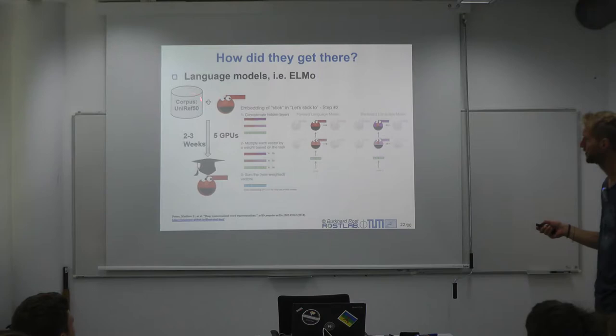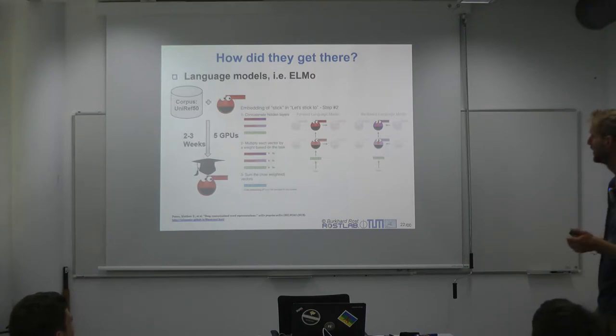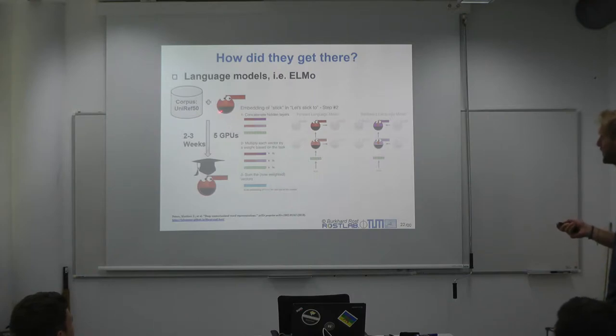In our case, our corpus was UniRef50. This is just a clustered version of UniProt to avoid this bias towards highly populated families. And then we trained ELMO on this, so this two-layer LSTM. And this is not feasible on CPUs, and it would even be hard on one GPU. Luckily, we had a small GPU cluster with five GPUs, and even there it took us over the Christmas break to train it. So basically we started this thing before we went on holiday, and then we came back, and then we had the results.